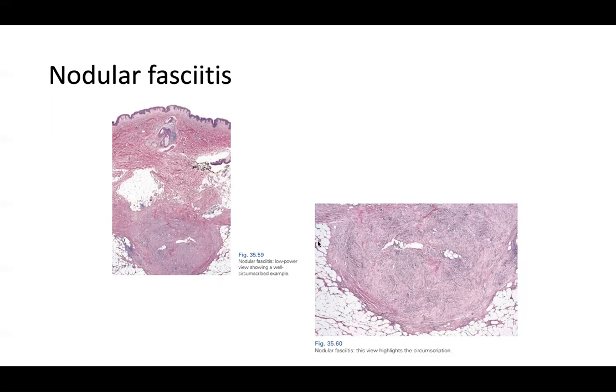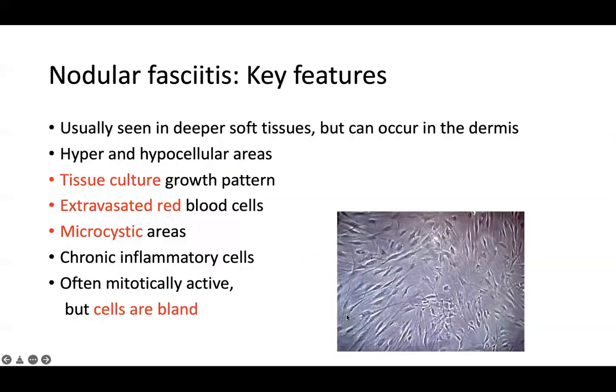You'll have this well-circumscribed proliferation of cells and a spindle cell proliferation with some elongated fascicles. Looks like it's kind of situated at the lower part of the dermal subcutaneous junction. And you'll usually see it in the deeper soft tissue, but it can be occurring higher up in the dermis. You'll see areas of hypo and hypercellular, and it has this tissue growth pattern.